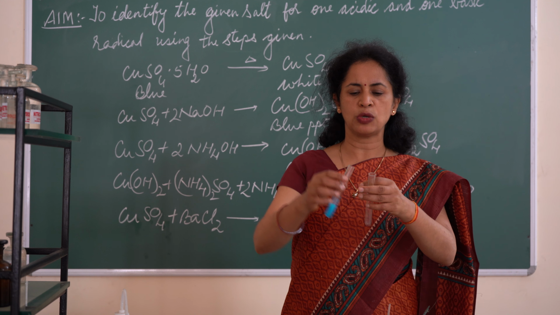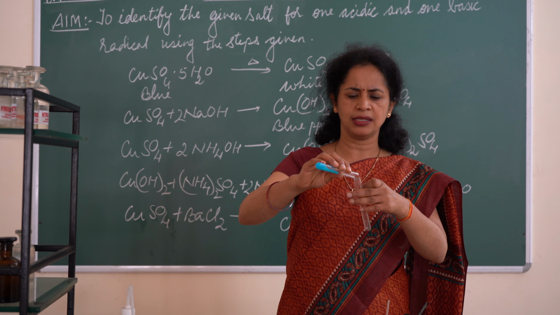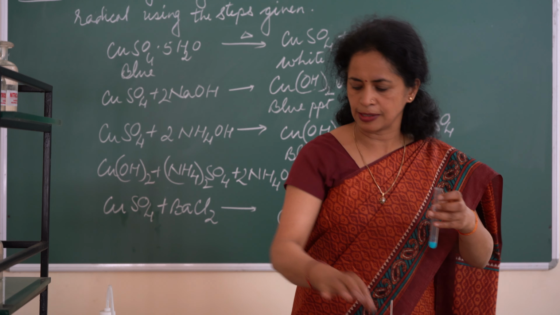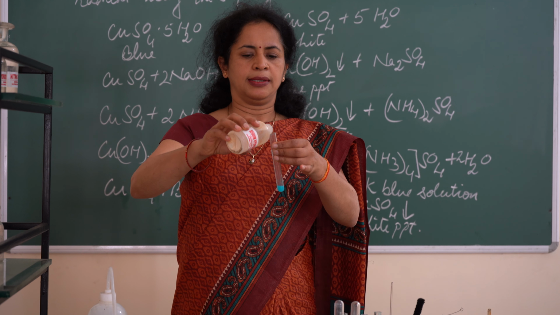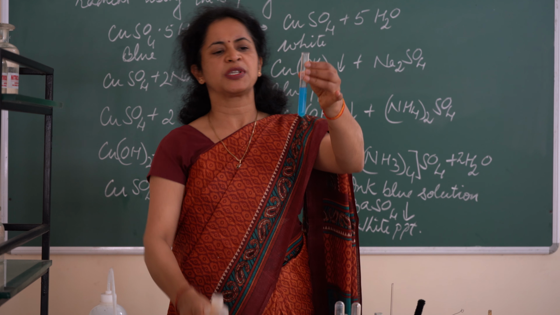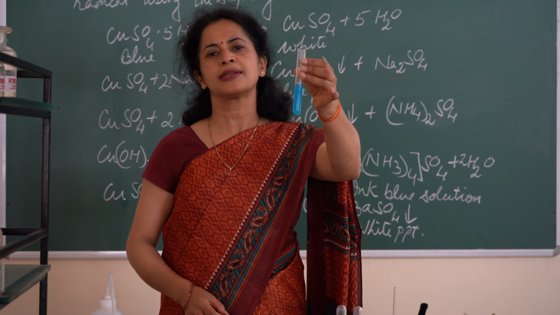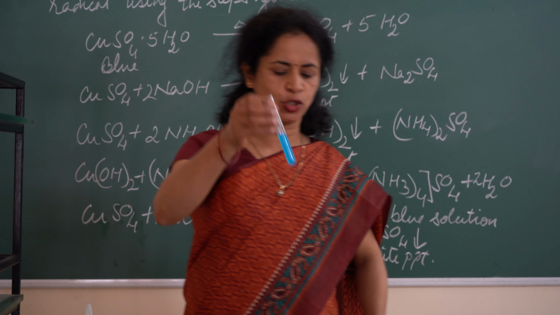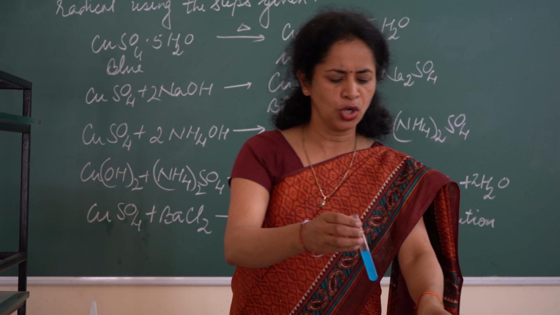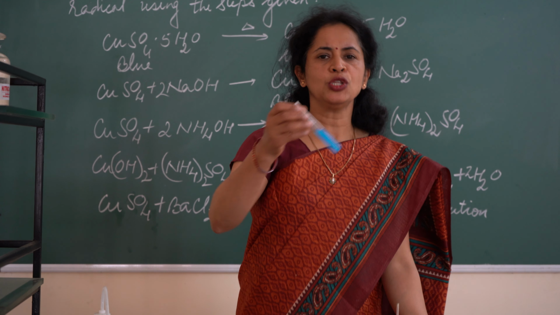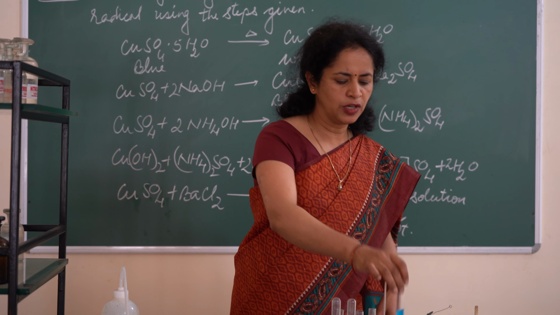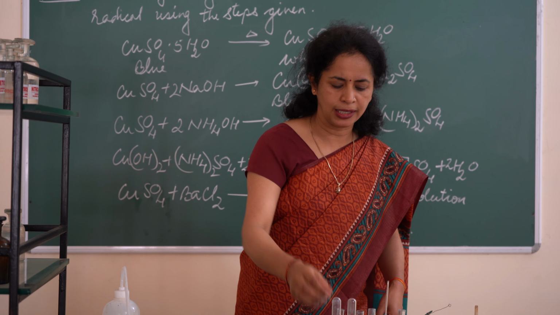Now take a little amount of this precipitate in another test tube and test its solubility in excess. Here, the precipitate is still there. It means it is insoluble in excess of sodium hydroxide. So, formation of a blue precipitate insoluble in excess of sodium hydroxide shows that the given salt contains copper ions.